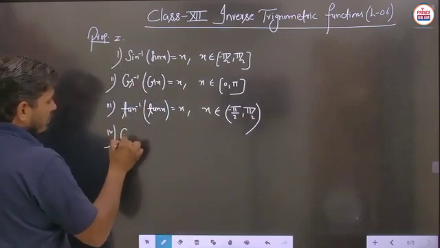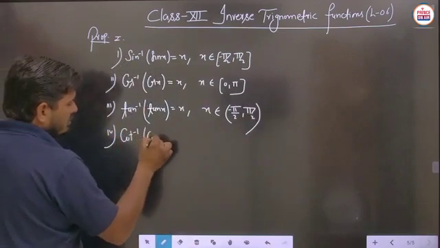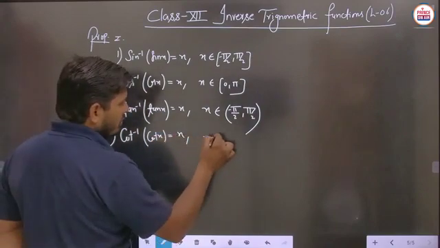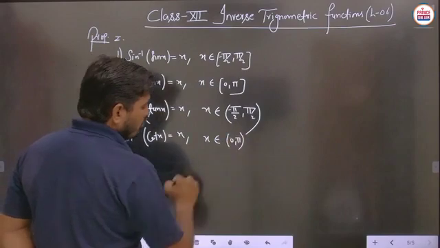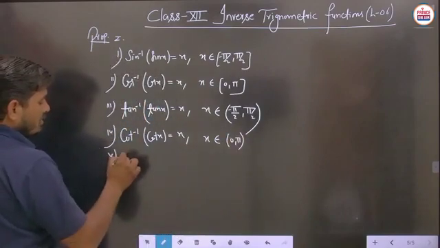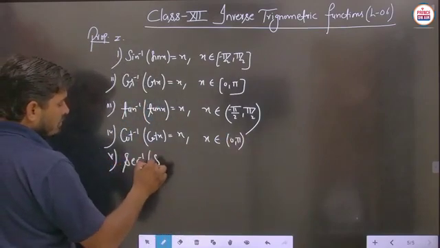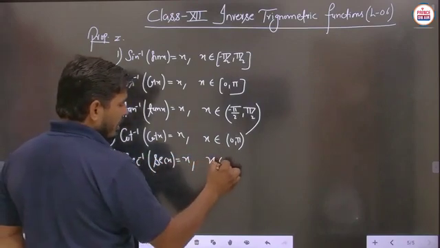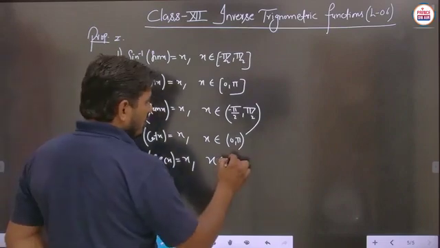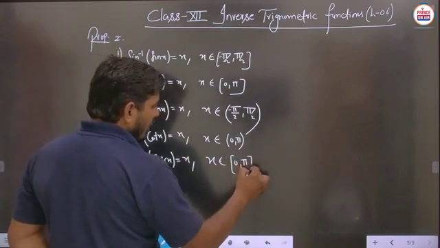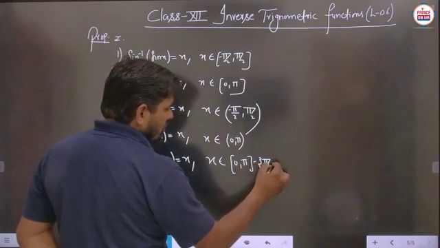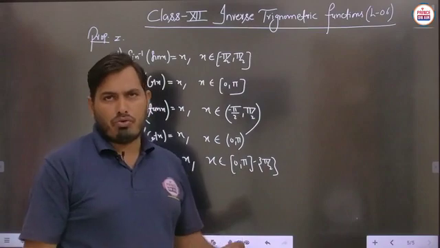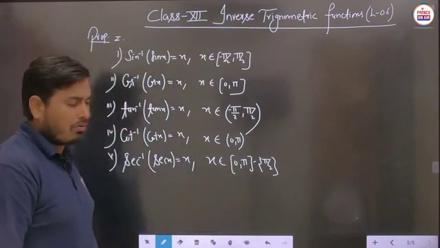Fourth one, cot inverse of cot x will again be written as x whenever x belongs to the interval 0 to pi. Next, fifth one, sec inverse of sec x will again be written as x when x belongs to the closed interval 0 to pi except pi by 2. We are not including pi by 2 because sec inverse x has the principal value from 0 to pi, but here pi by 2 is not included.